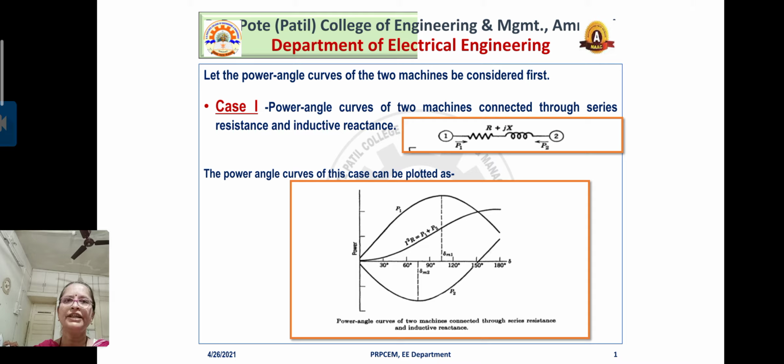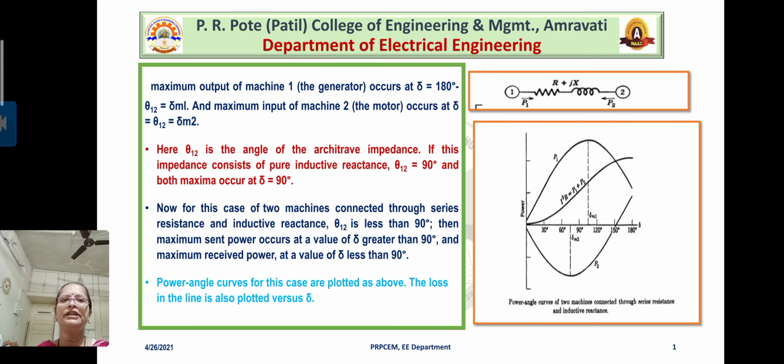Okay, so that is case 1, when the two machines are connected through series resistance and inductive reactance. Maximum output of machine 1 occurs at delta equal to 180 degree minus theta 12, that we marked as delta M1, and maximum input of machine 2 occurs at delta equal to theta 12, that is delta M2. What is theta 12? It is the angle of the impedance. If this impedance consists of pure inductive reactance, then what will be theta 12? It is only 90 degree and both maxima occur at delta equal to 90 degree.